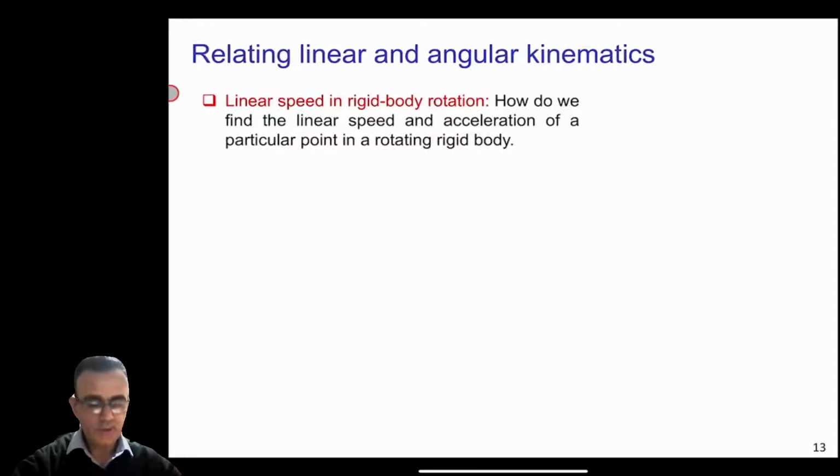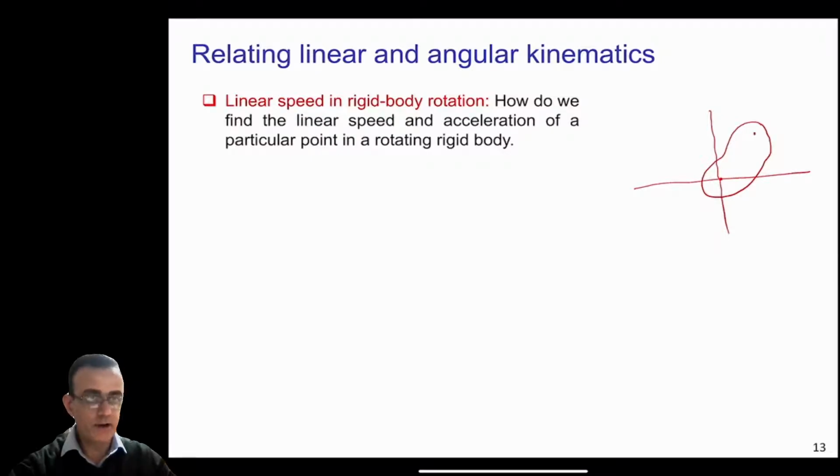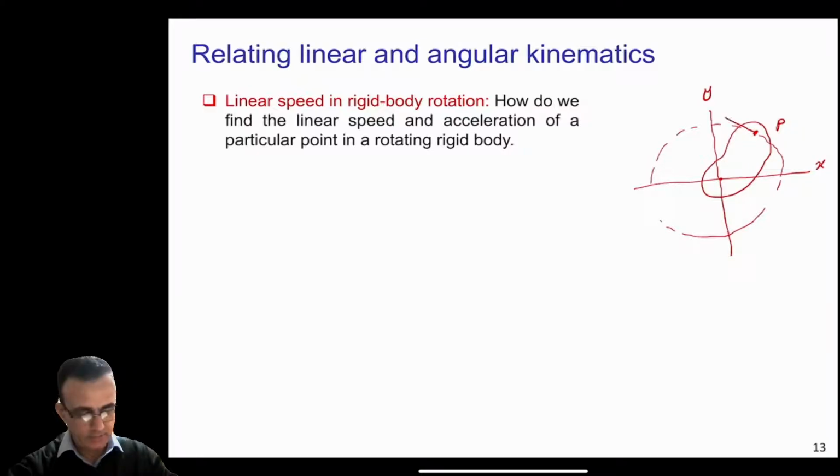Okay, so now we can relate the linear and angular kinematics here. Consider this body, which may be rotating about a fixed position here, and a point P on this body will be making a circle. This is our XY position, and this is our point P. Now we know that the velocity of this point P will be tangent to this circle.